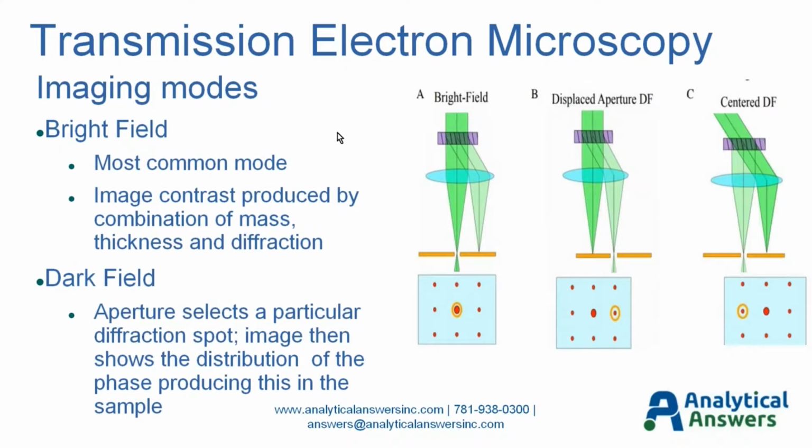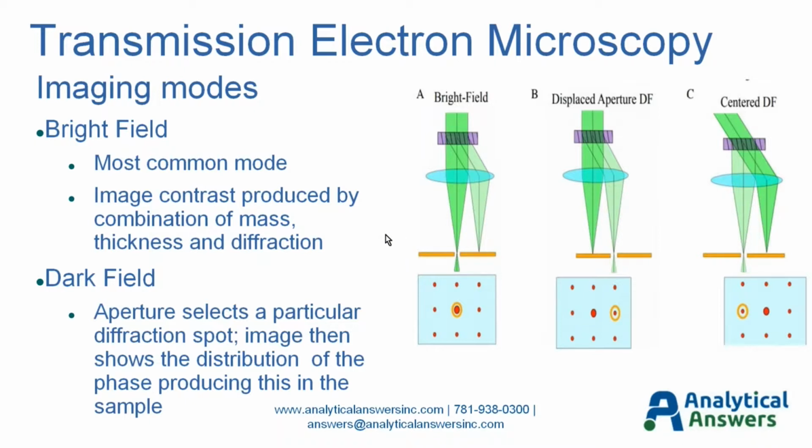In our imaging, we have two basic modes, bright field being the most common, where we use this directly transmitted beam to form our image. We see image contrast in those images due to a combination of effects. There's a mass effect where elements or materials that are heavier within the field of view have a greater electron stopping power. They don't transmit electrons as efficiently, and they will appear darker in our image.